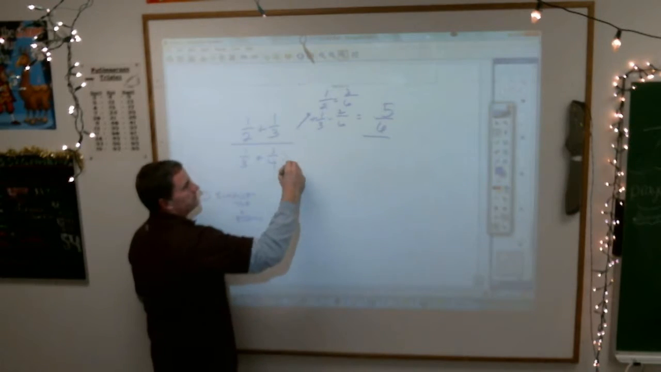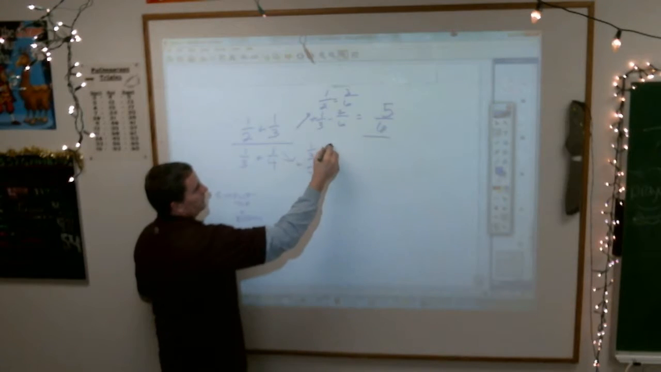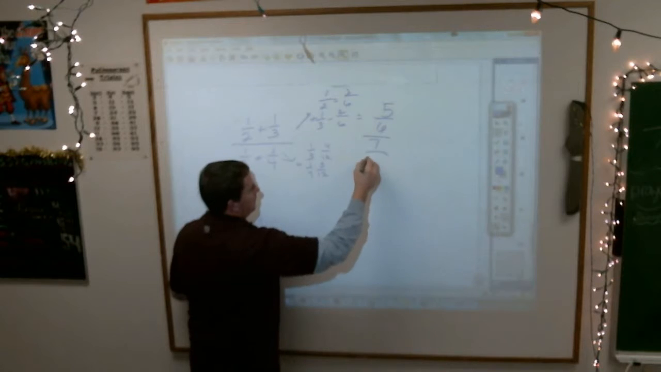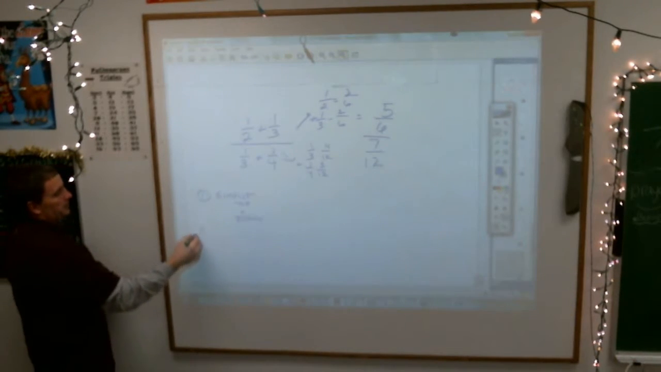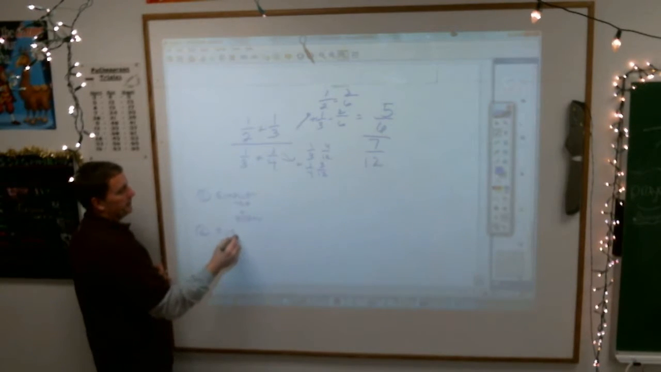Simplify the bottom, which is 1/3 plus 1/4. What is that? 4/12 plus 3/12. So you get 7/12. And then once you get it there, it is just like what we did on the previous problem: flip and multiply by the bottom.